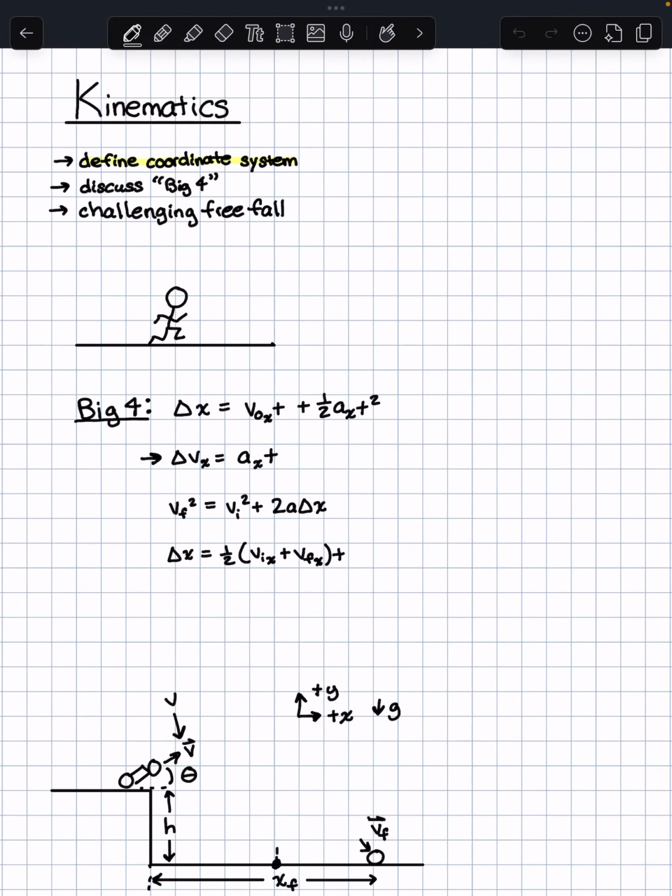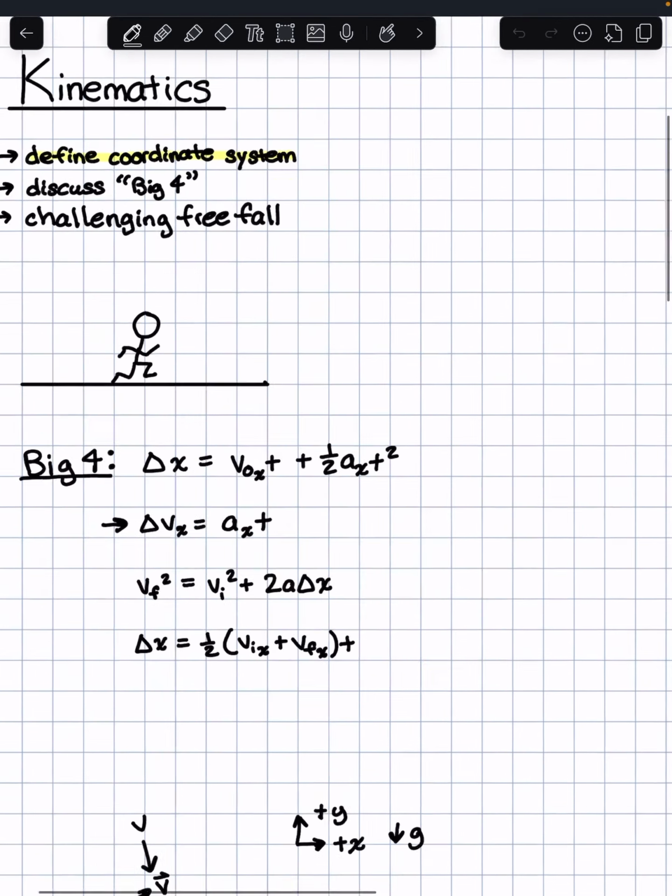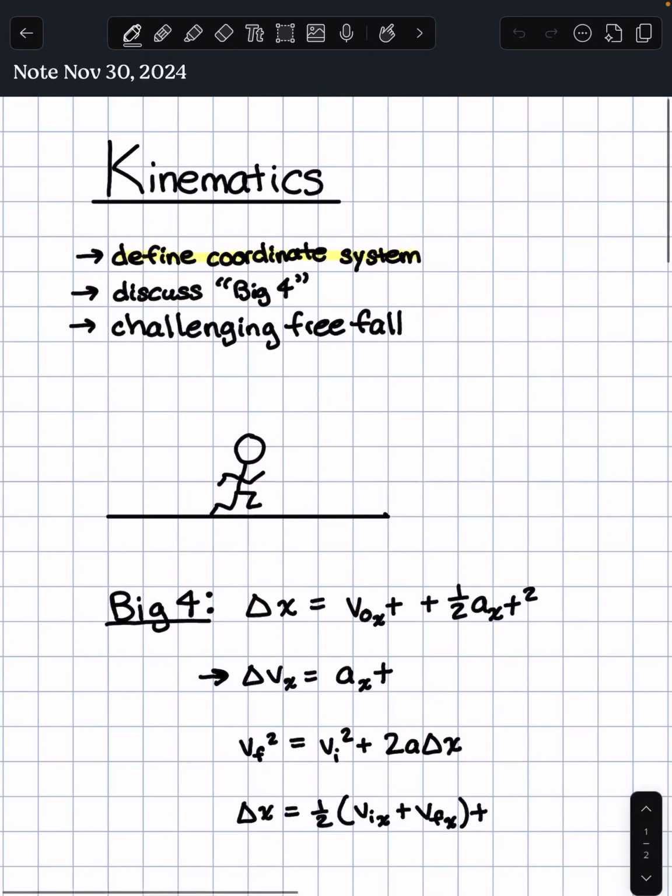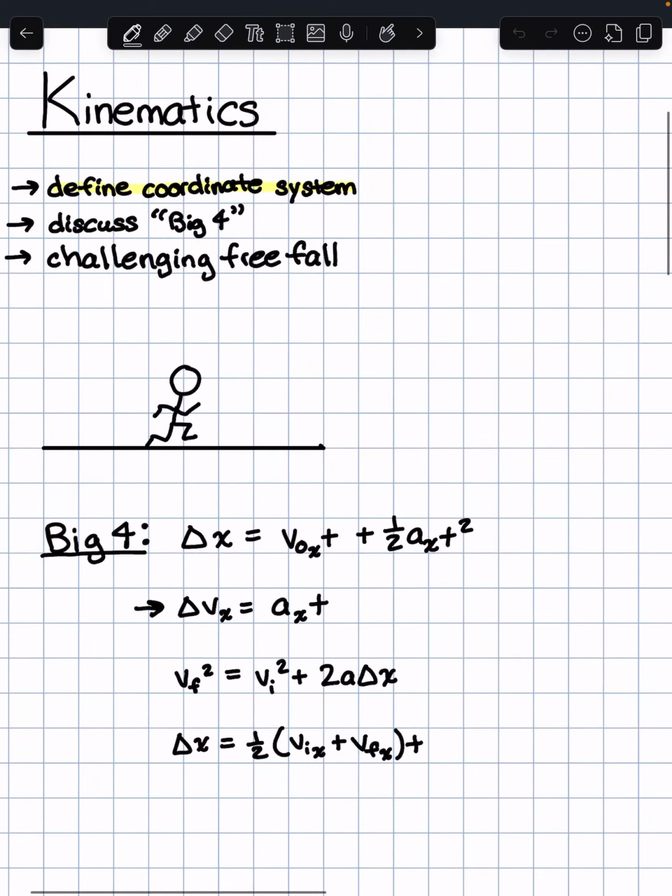Hello everybody, today will be our kinematics review. First, we're going to start off by reviewing the importance of defining your coordinate system, discussing the big four kinematic equations, and we're going to do a follow-along problem with a challenging free-for-all situation. So first we have this little stickman guy running on a line.